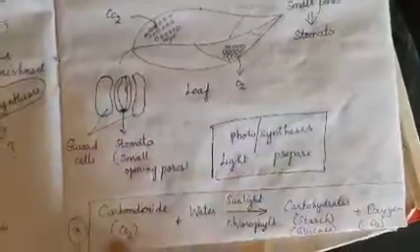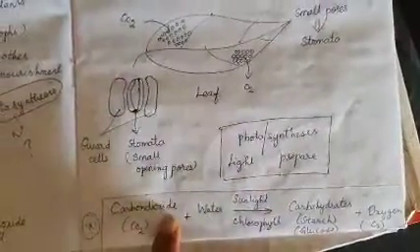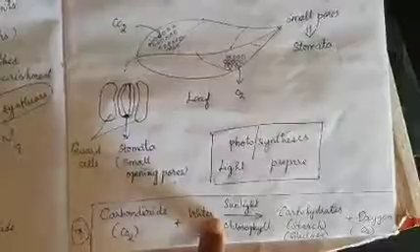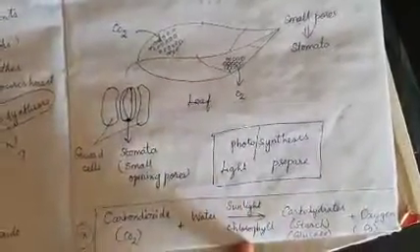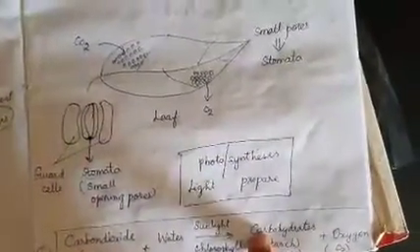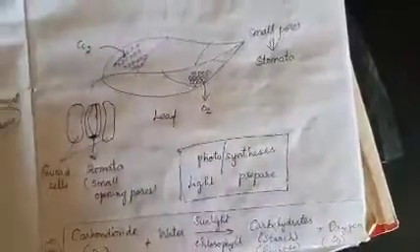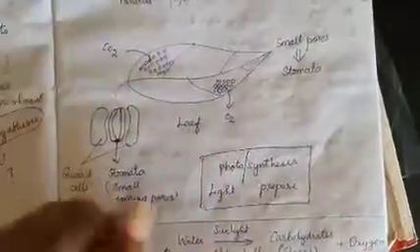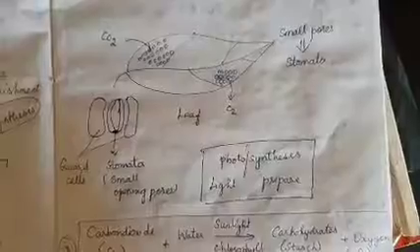Okay, my dear children. So this is an important equation, that carbon dioxide plus water in presence of sunlight and chlorophyll, I will get carbohydrates and oxygen from the plant through the process of photosynthesis.